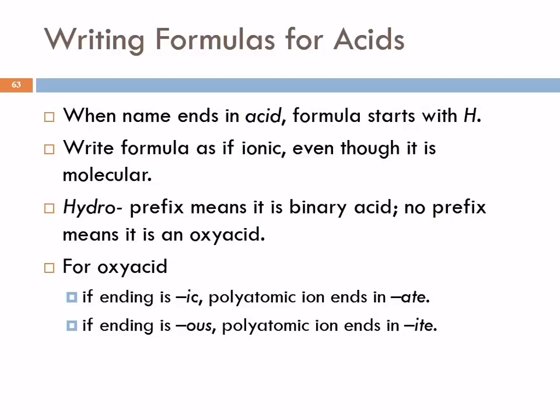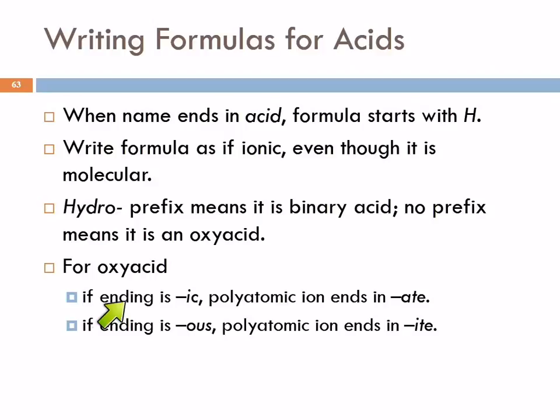So we kind of did an example of all of this, writing formulas, already, but here it is spelled out. If the name ends in acid, the formula is going to start with an H. You're going to write the formula as if it were ionic, even though we know it's molecular. It's molecular, but when we put it in water, it forms ions. The hydro prefix tells us it's a binary acid. If there's no prefix, then it's an oxyacid. If it doesn't say hydro at the beginning, it's got oxygen in it.